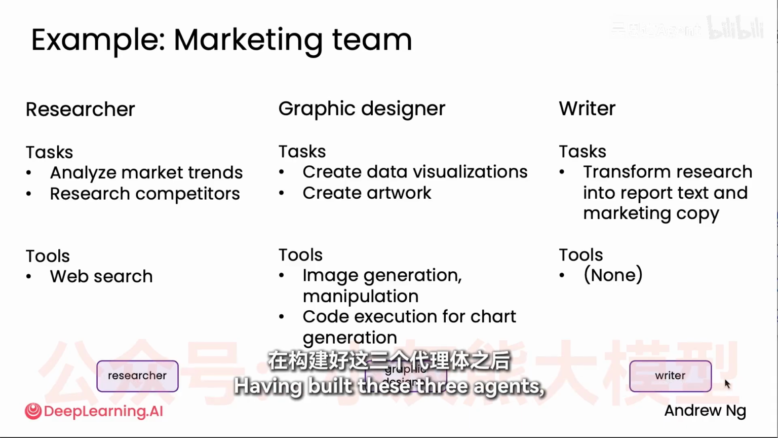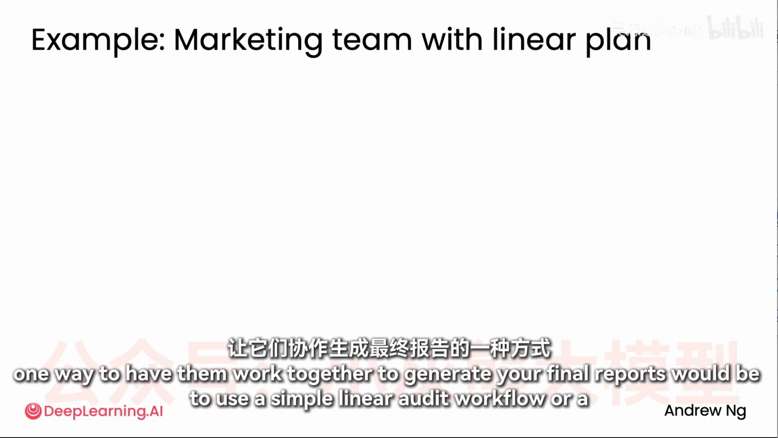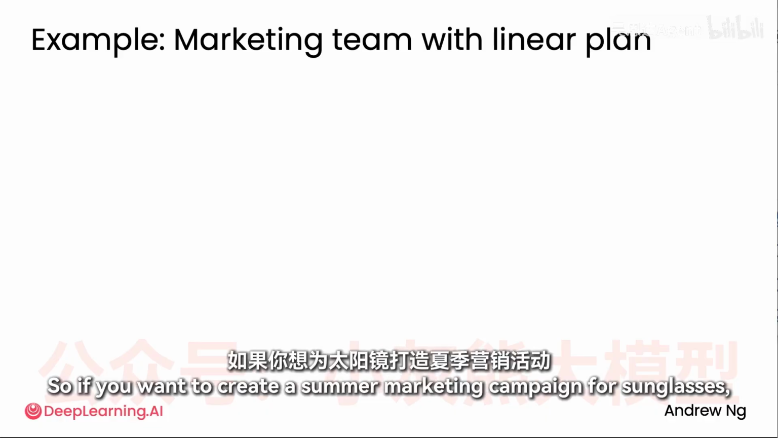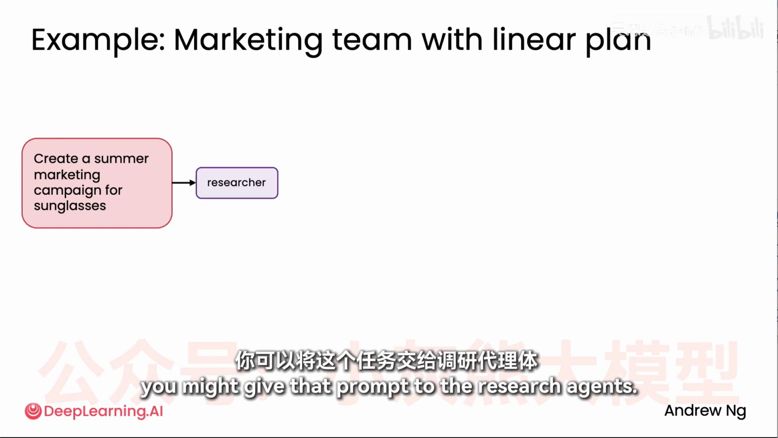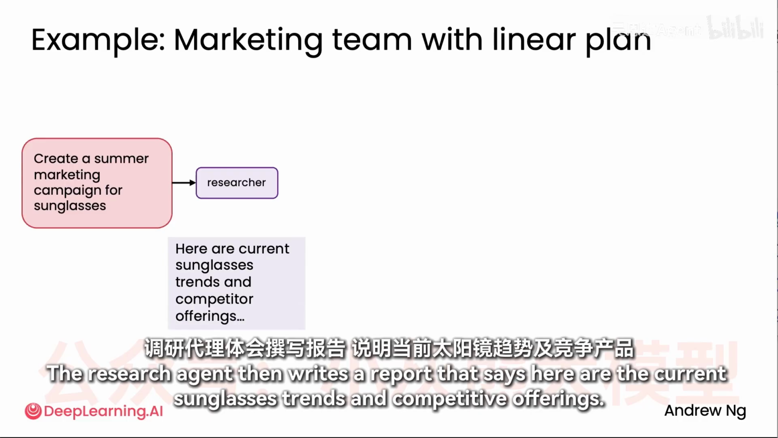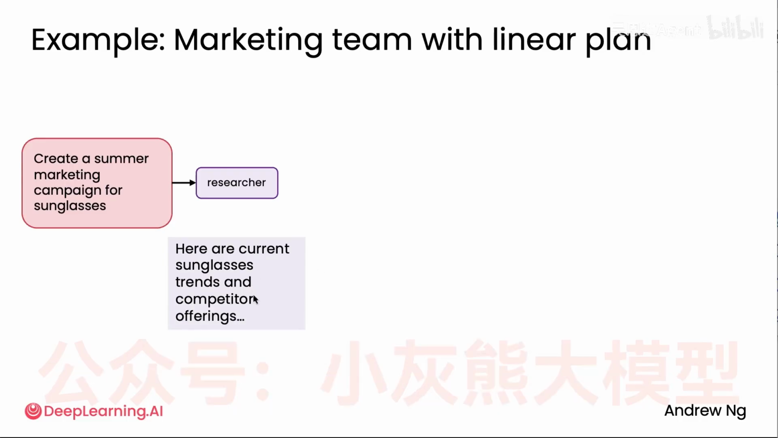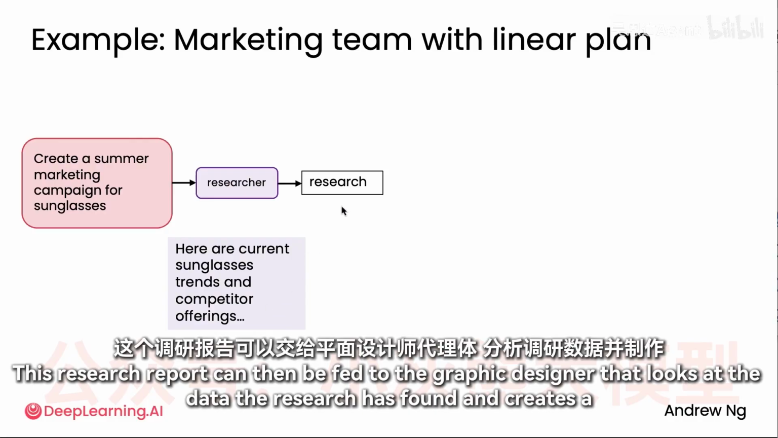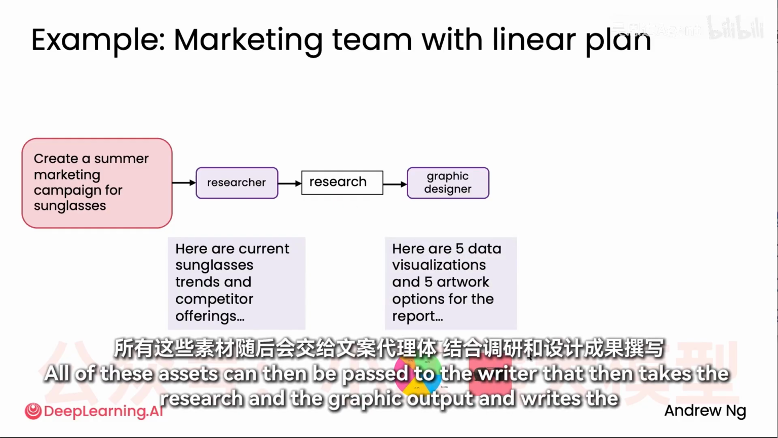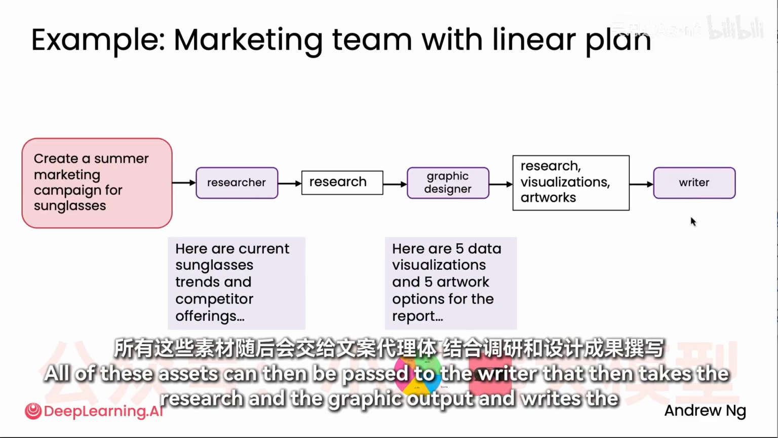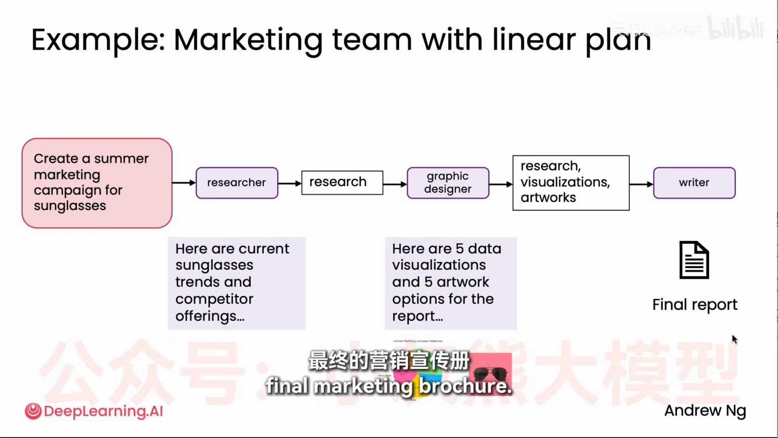Having built these 3 agents, one way to have them work together to generate your final reports would be to use a simple linear plan. So if you want to create a summer marketing campaign for sunglasses, you might give that prompt to the research agent. The research agent then writes a report that says, here are the current sunglasses trends and competitive offerings. This research report can then be fed to the graphic designer that looks at the data the research has found and creates a few data visualizations and artwork options. All these assets can then be passed to the writer that then takes the research and the graphic output and writes the final marketing brochure.